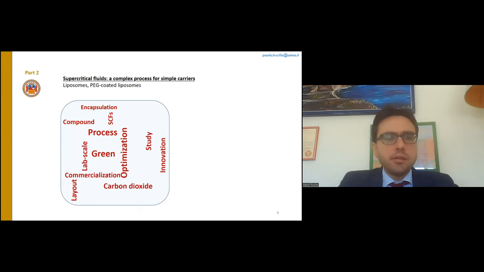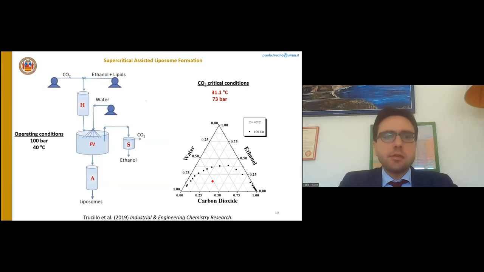In this presentation, I will talk about the supercritical assisted process that I developed during the first part of my academic career when I worked at the University of Salerno, which is near my current university. This process is characterized by a carbon dioxide feeding line and an ethanol feeding line, in which phospholipids are dissolved.